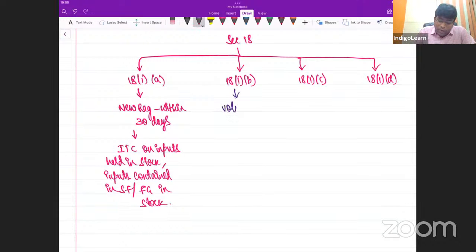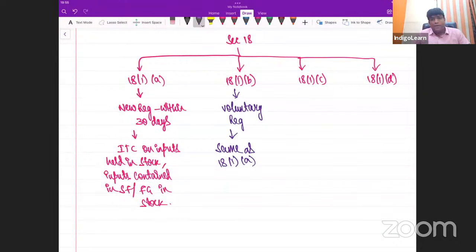18.1b, somebody who has applied for a voluntary registration, he can also claim ITC on inputs held in stock, inputs contained in semi-finished, or inputs contained in finished goods in stock. Like this, benefit is given in terms of claiming credit on the stock. Then 18.1c, very important.